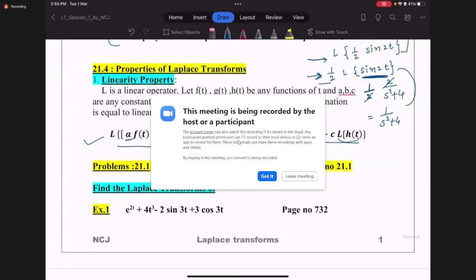GT, HT are different functions. If you are asked to find the Laplace of this, you have to write L like this. This is ft, so you want to find Laplace of ft. So on the side you will write L of e raised to 2t, in brackets. Then apply Laplace on each and every function using linearity property.